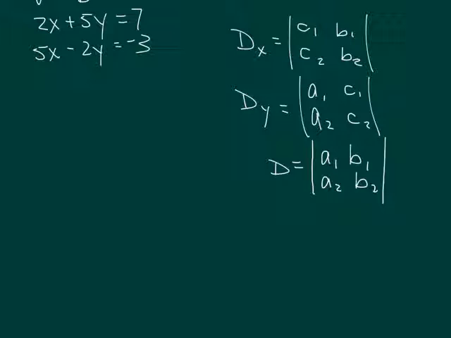In order to find x, I have dx over d. So I'm going to write this: dx would be 7, negative 3, because I'm taking it from this one right here. So my column C is 7 over negative 3. Then I'm going to use column B, which in this case is 5, negative 2. So there's my minor. And that's going to be over D, which is 2, 5, 5, negative 2.